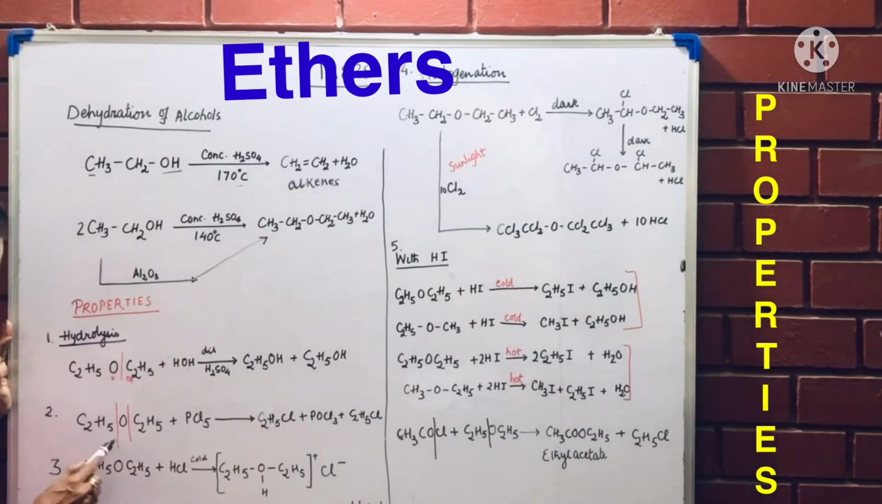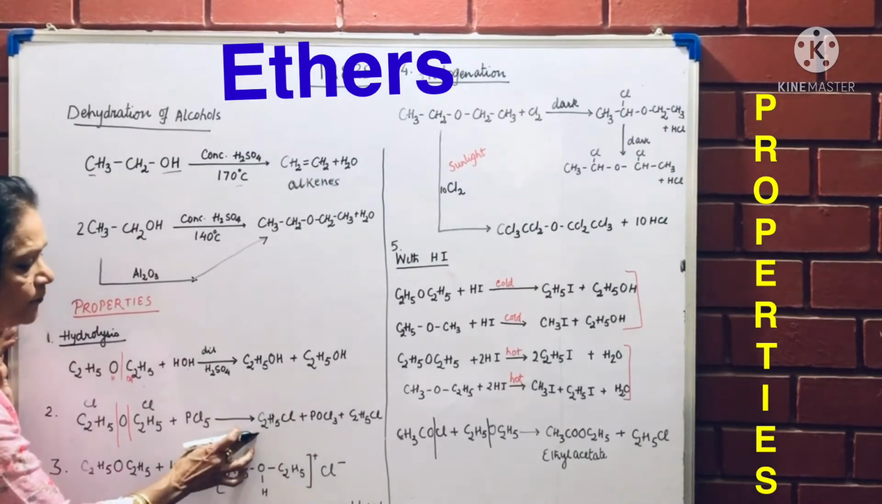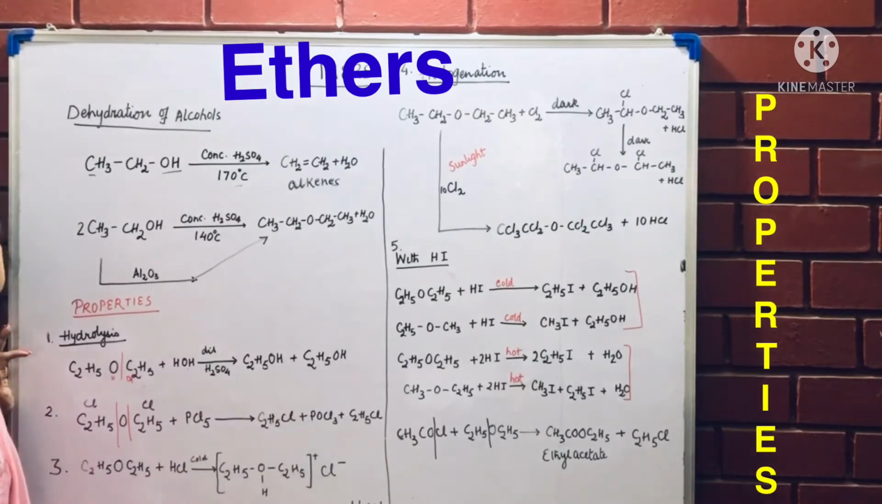PCl5 we've done so many times, you will add Cl here, from the center one, POCl3. So two alkyl halides and POCl3 are formed.